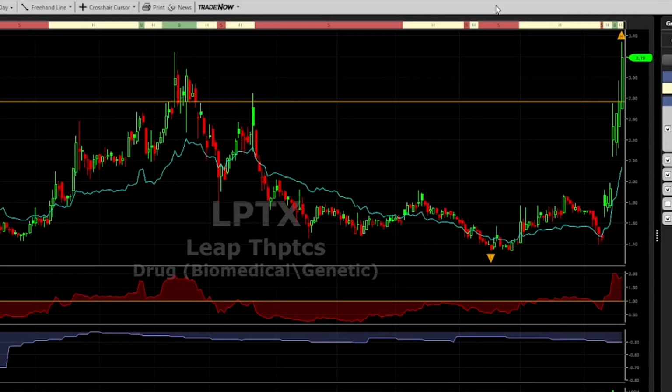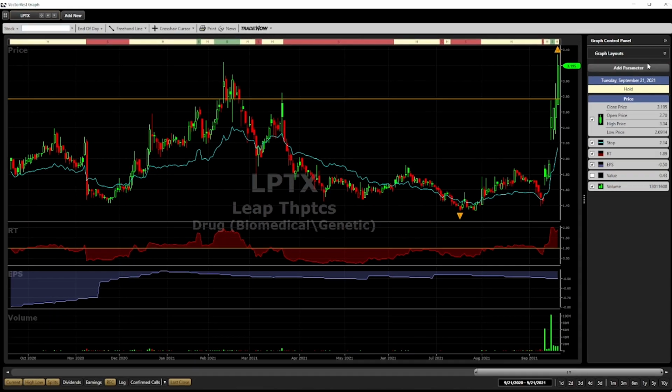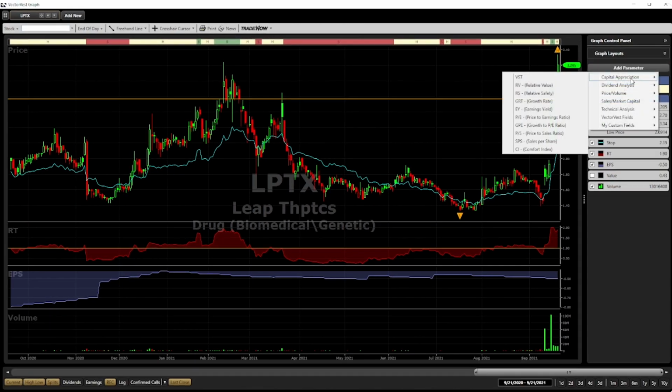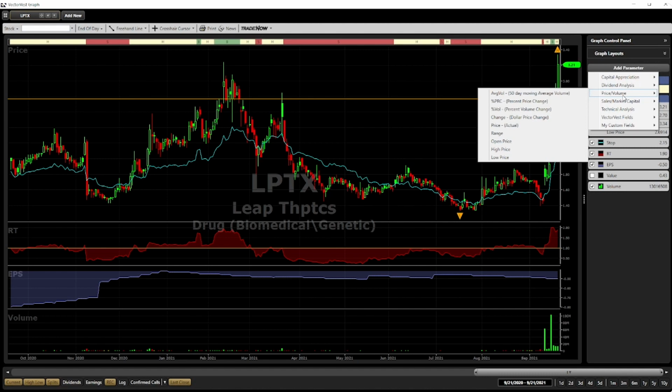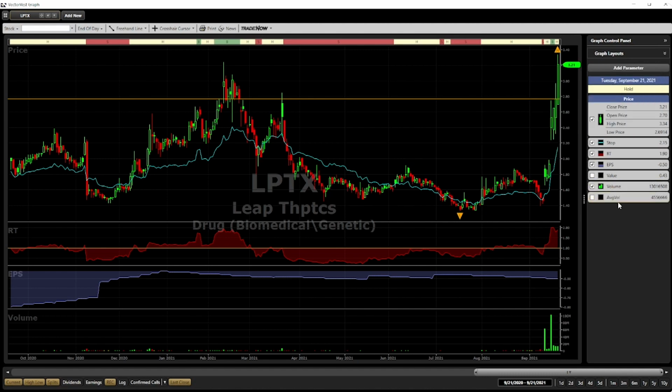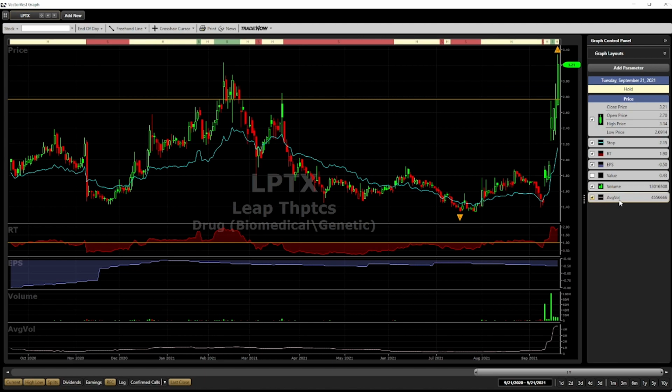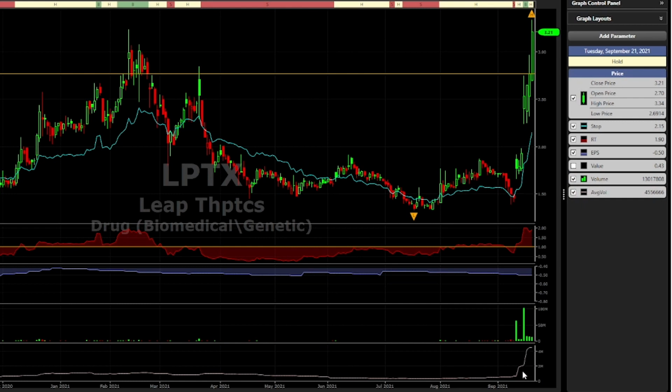Plot the graph. All right. Now, the thing you want to do with this graph is go to add parameter and go to price volume, go to 50-day moving average. Click on that. You see down here in the lower right-hand corner, what's happening to that average volume? Look at that sucker. And you see those green spikes? Does that show any interest in this stock?